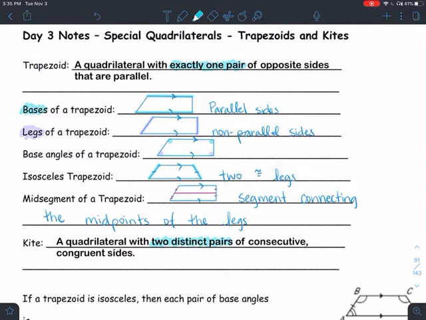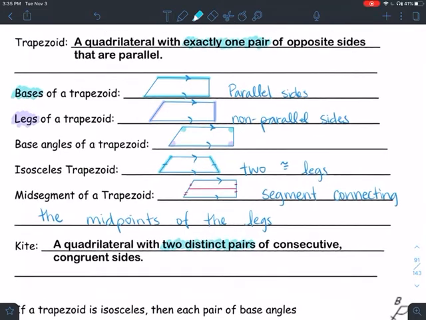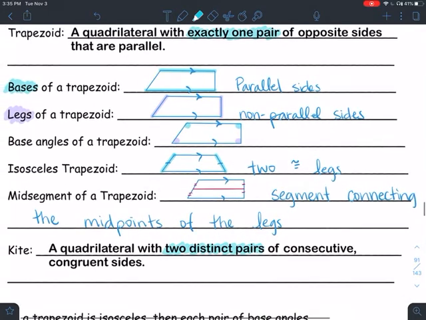Our bases of a trapezoid are going to be our parallel sides. Legs are our non-parallel sides. Our base angles of a trapezoid will be those angles that are formed between the parallel sides and the legs. An isosceles trapezoid has two congruent legs. Make sure that those are marked if you use them. Much like an isosceles triangle, in an isosceles trapezoid, the base angles will be congruent.